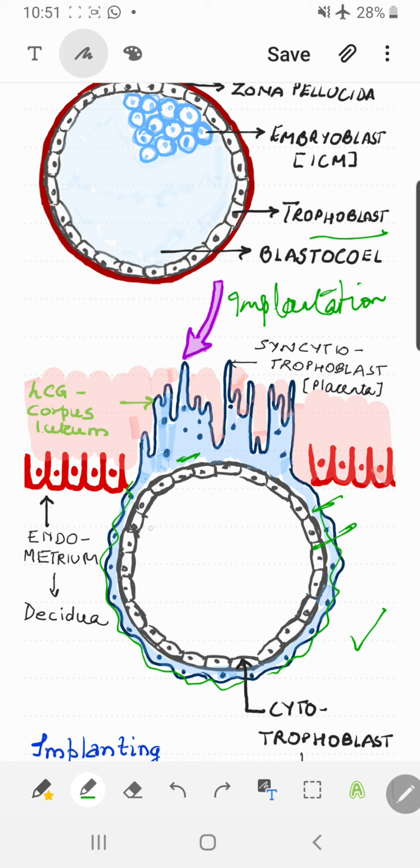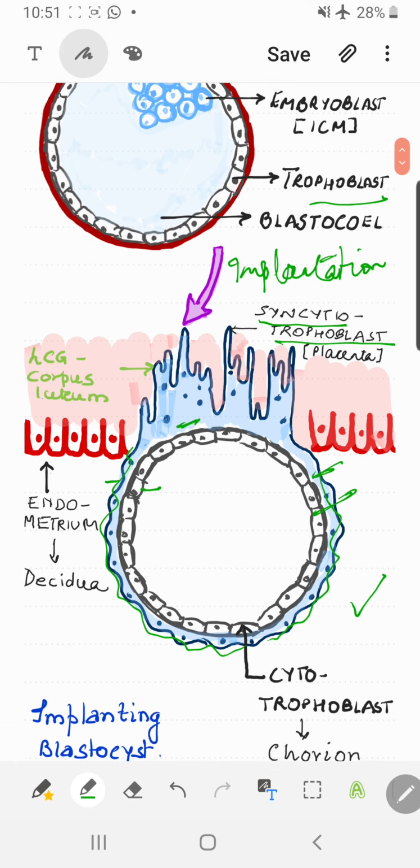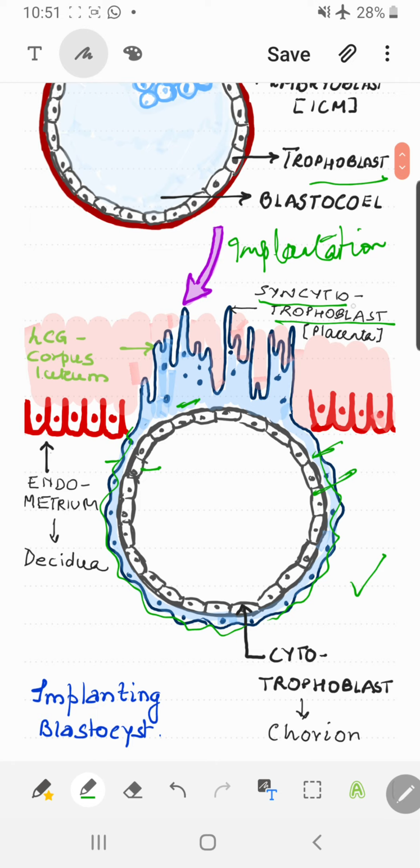You just understand that trophoblast is divided into two layers: inner one, cytotrophoblast; outer one, syncytiotrophoblast. I have written within the bracket here that syncytiotrophoblast, which is going to touch the endometrial wall directly, is going to form the future placenta, and cytotrophoblast, which is in direct contact with the embryo, is going to form the protective embryonic membrane, chorion. In future, this inner one would be forming chorion, and the outer layer of trophoblast would be forming placenta.